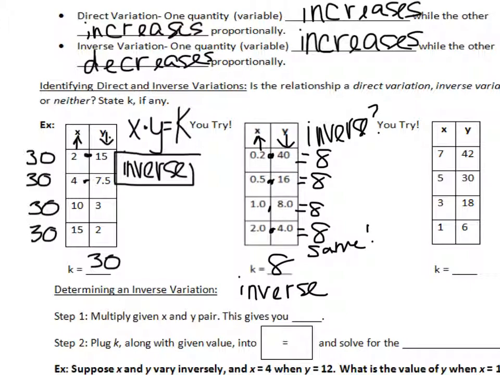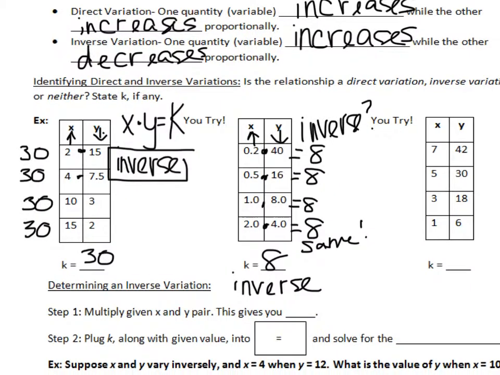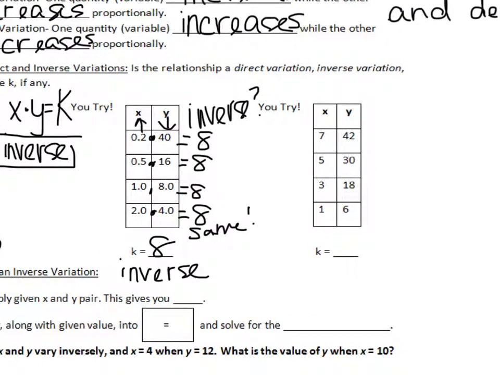Going over to the third one. First, I look at my x's and y's. My x's are going down, 7, 5, 3, 1. My y's are also going down. So this will be direct if they have the same pattern. So since they both go down, it's possibly direct.